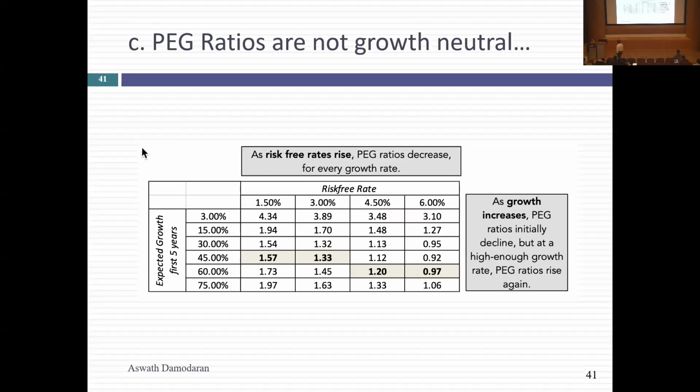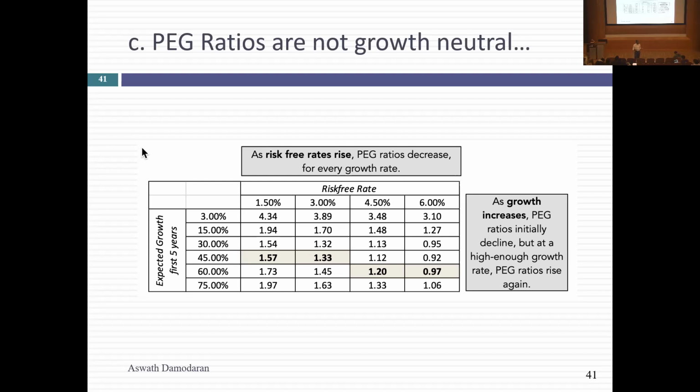And then I tried growth. And you can see what I meant about things getting confusing. Initially, as I increase my expected growth rate, my PEG ratio decreases. So you're saying this is good: higher growth rates lower my PEG ratio. But there's a point at which it reverses and goes in the opposite direction. In other words, it's almost a U-shaped relationship. Initially, as growth goes up, PEG ratios decrease, but then they start increasing.